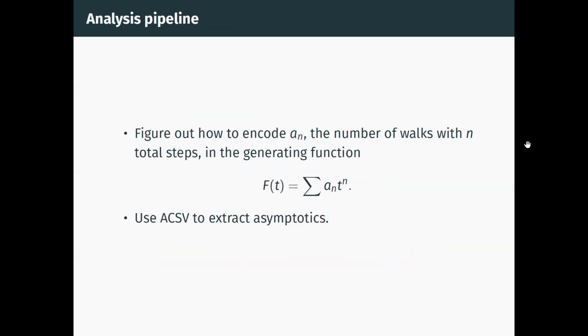Okay, and so overall, the analysis pipeline is going to be to come up with some sort of generating function that encodes the total number of walks of length n. I'm lying here a little bit because we will end up using multivariate generating functions, because we'll represent things as the diagonal of multivariate generating functions. And then once we have that representation, we'll use ACSV to extract the asymptotics for these growth rates.